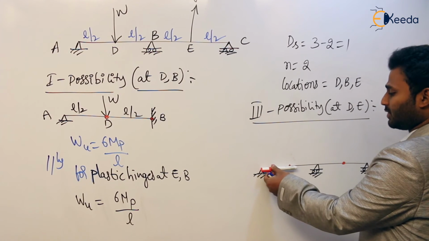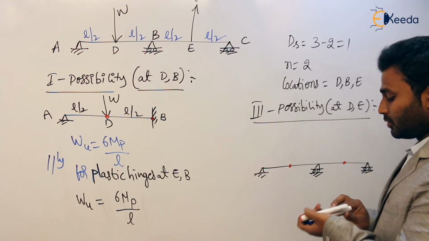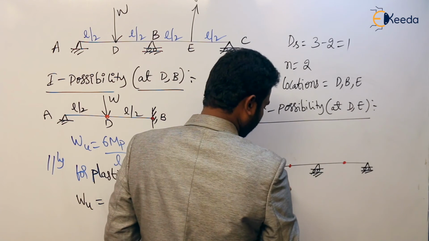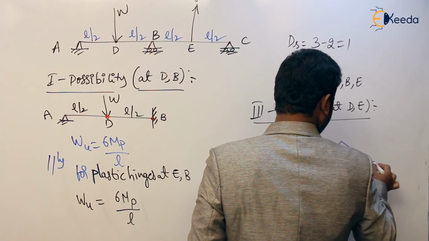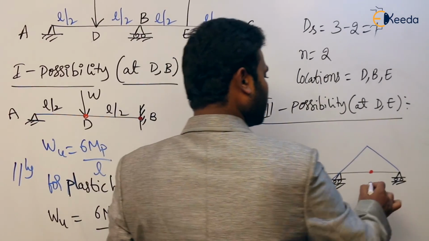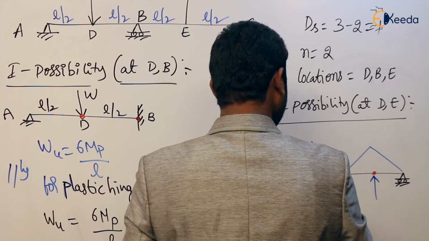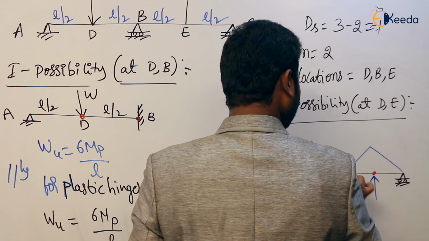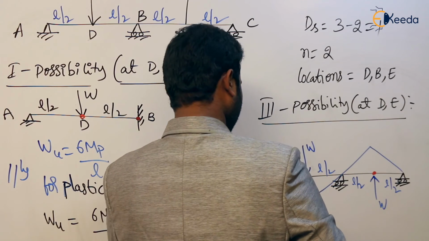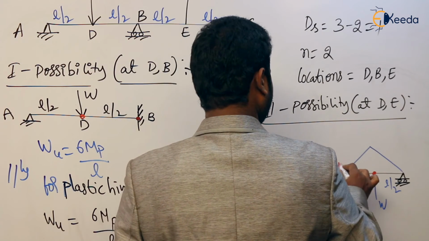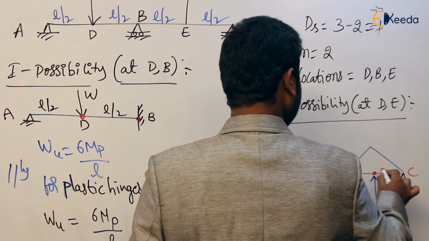This is a beam here, so it will break here. It will rotate like this, and this is the span, so it will rotate like this. So this is the deflected shape. Here the point load W, and here the point load W. This is L by 2 and this is L by 2. A, B, C, and this is D and this is E.